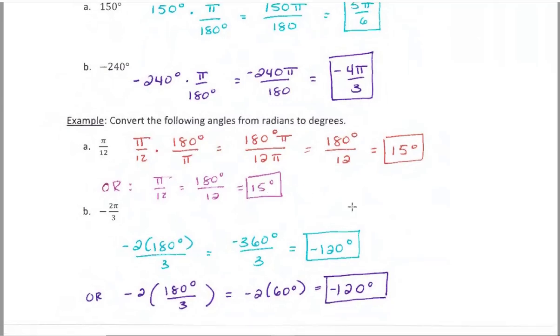Here for negative 2 pi over 3, you have a couple choices. You can take the negative 2, so we'll replace pi with 180. Take the negative 2 times 180 to get negative 360, divided by 3 to get negative 120. Or you can take the 180 divided by 3 to get 60 and multiply that by negative 2, and you still get that negative 120 degrees.